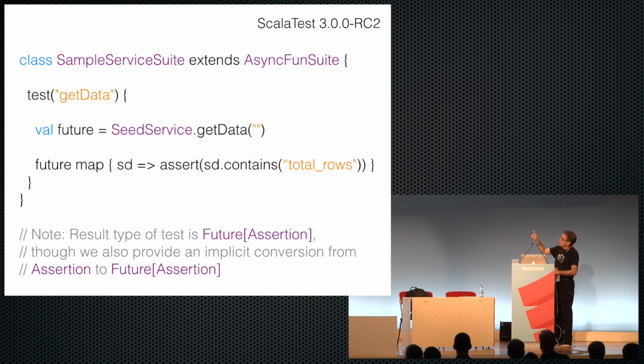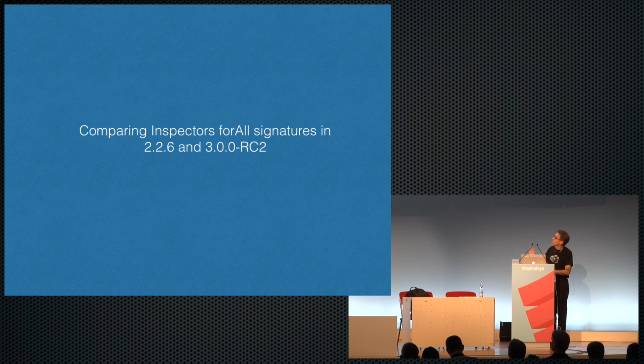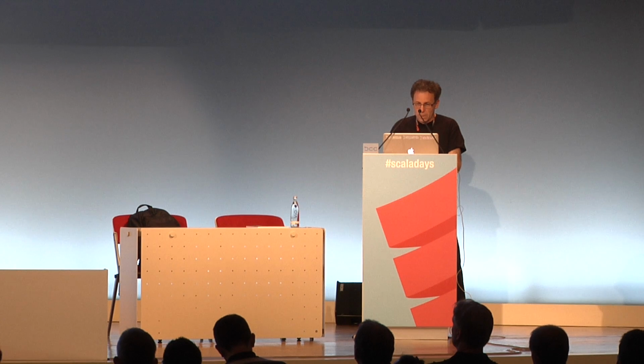And then we added an implicit conversion from Assertion to Future[Assertion] so that you could have tests that end in an Assertion, so they're actually not async, mixed in with tests that end in a Future[Assertion]. Because sometimes you'll have half your tests you want to have mapping futures and the other half are just normal. Right? So that's how we put it in. And I wanted to show you a couple, just to give you an idea of how much of a change this was for us.